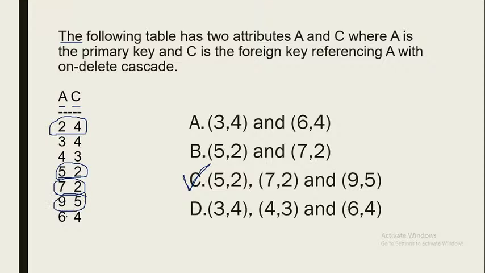Okay, as soon as you delete this 9, 5, you have to delete all the values containing 9 in C, but in C you don't have any 9 in it. Okay, therefore only these 3 tuples will be deleted and option C is correct. I hope it was clear.